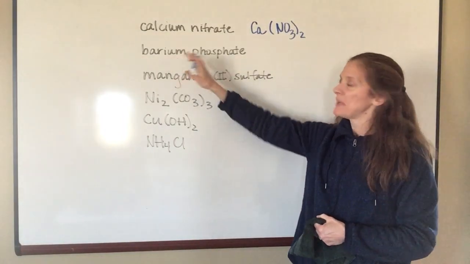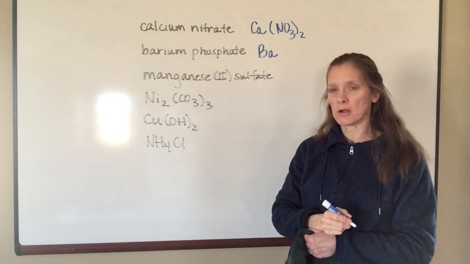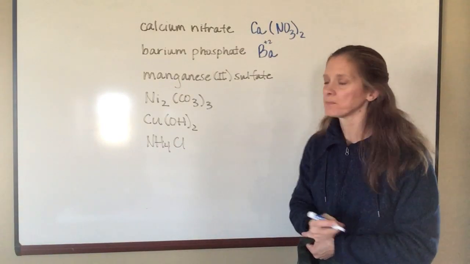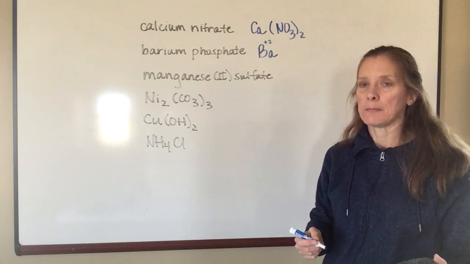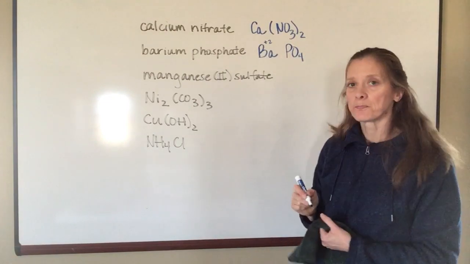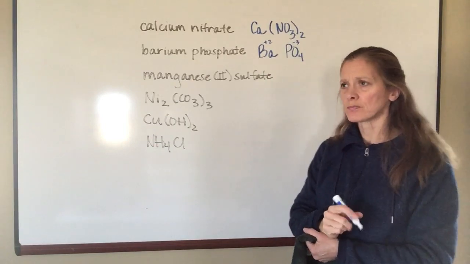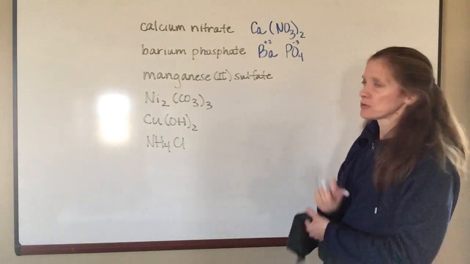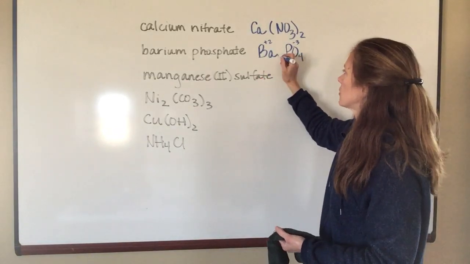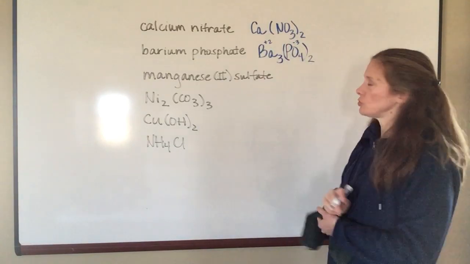Let's try another one. Barium phosphate. Barium also is in the second column on the periodic table, and so it also has a positive 2 charge. The formula for phosphate is one that you have to have memorized, and so phosphate is PO4, and when you memorize that, you will also find that it has a -3 charge. Well, the least common multiple of 2 and 3 is 6, so if I need a total of 6 positive charges, I'll have to have 3 bariums, and I'll have to have 2 phosphates.